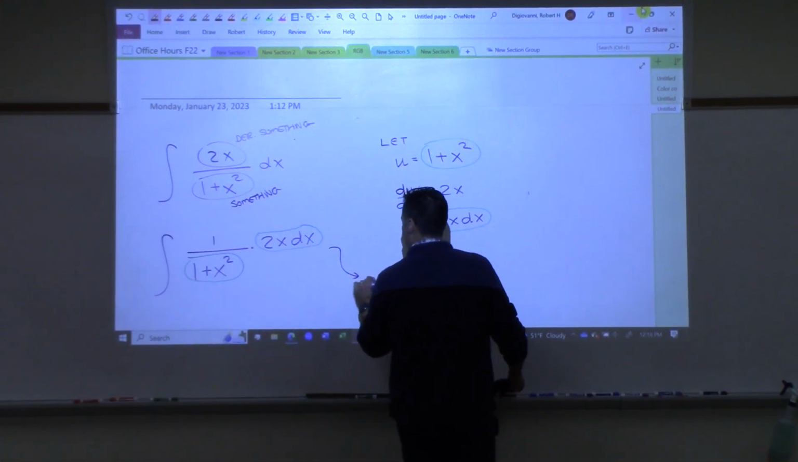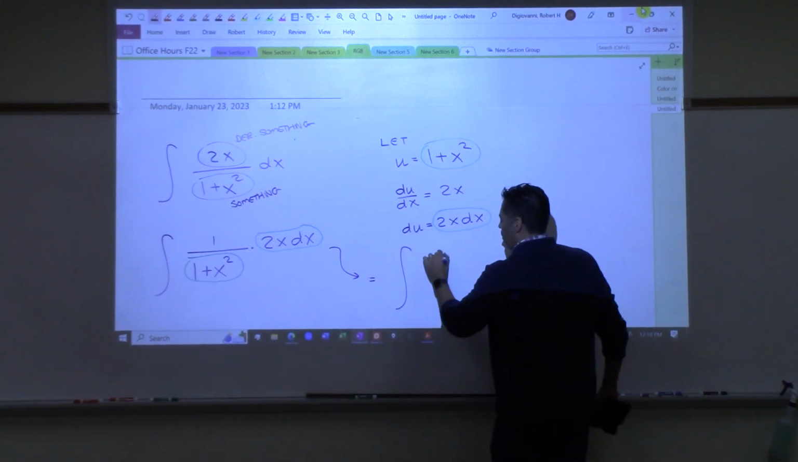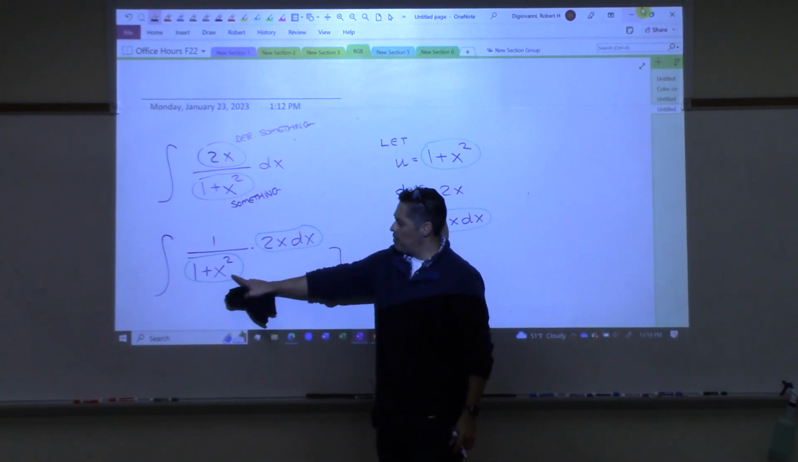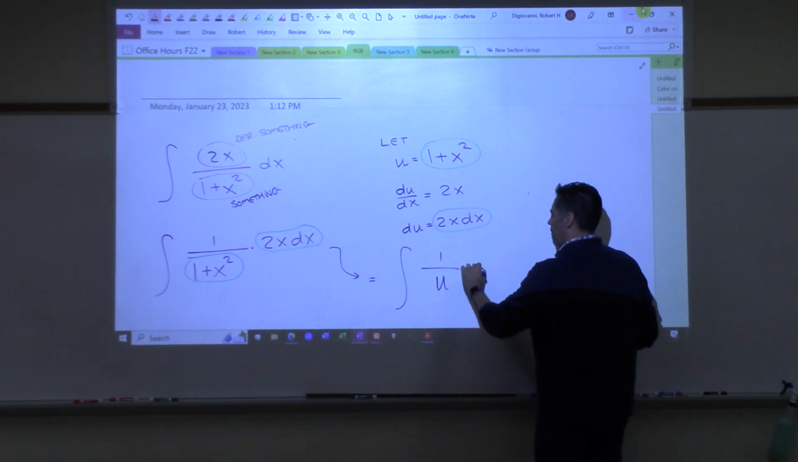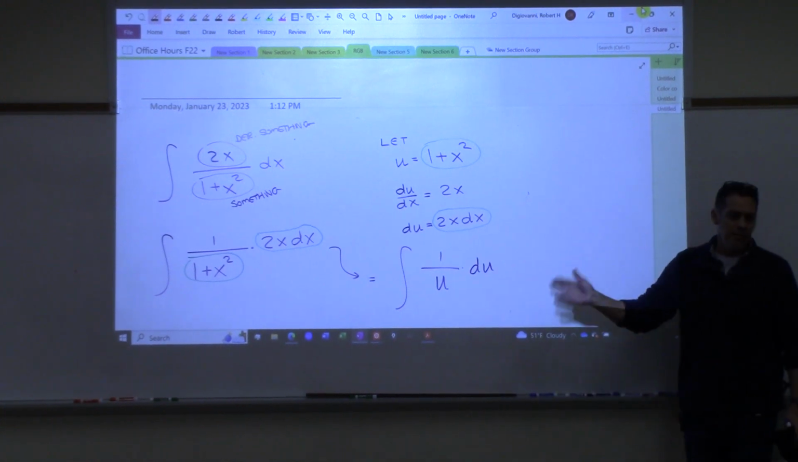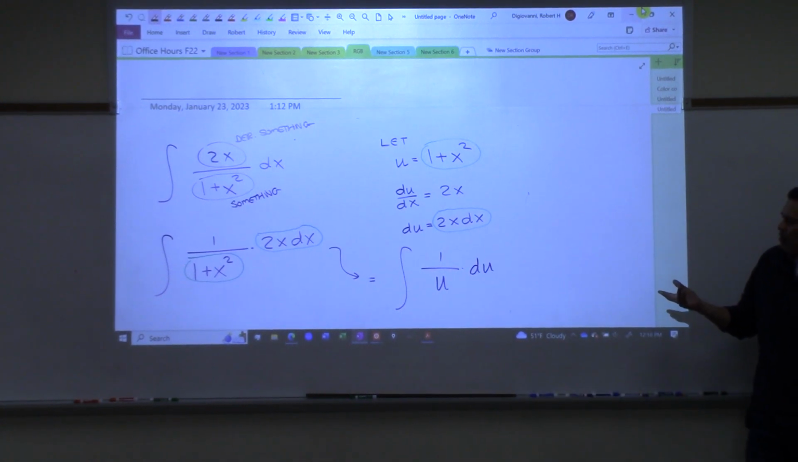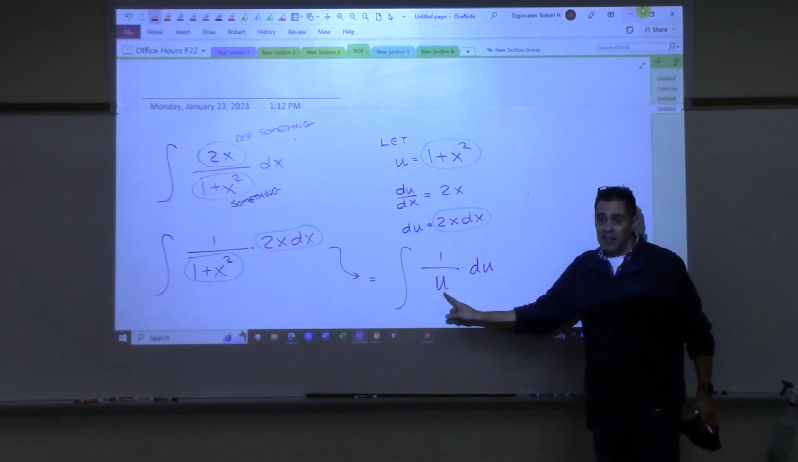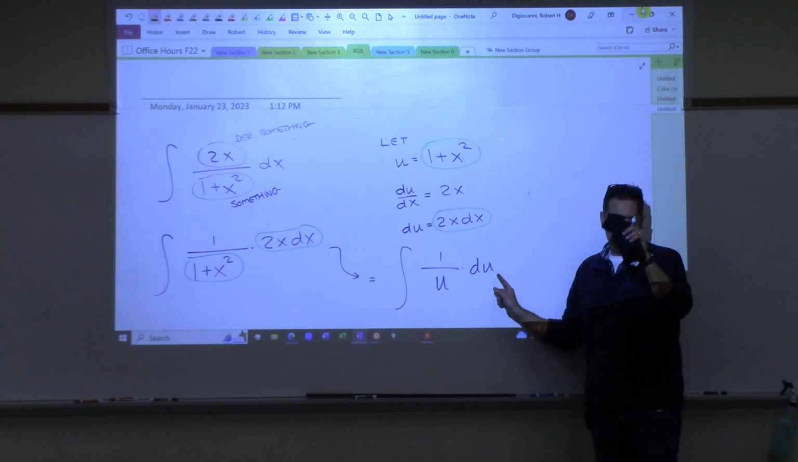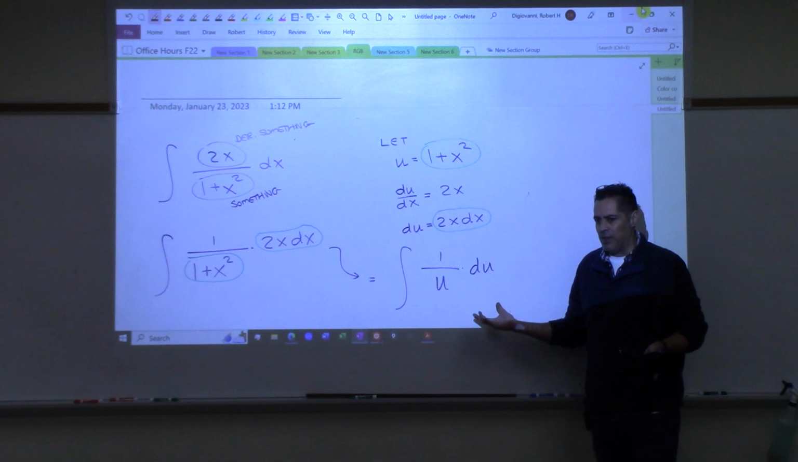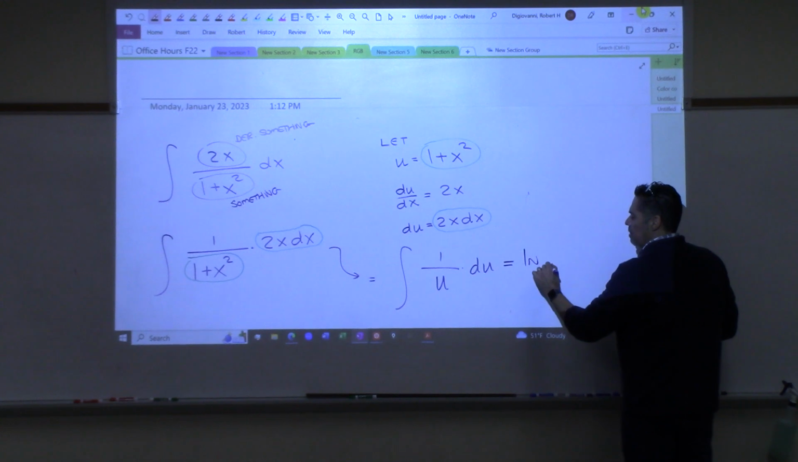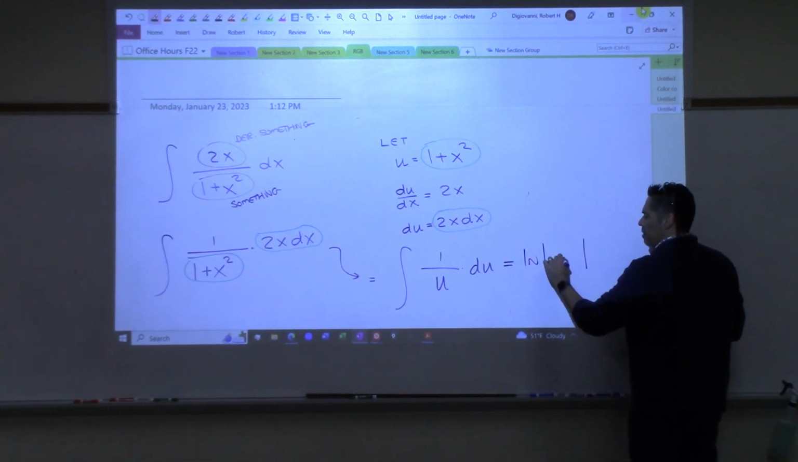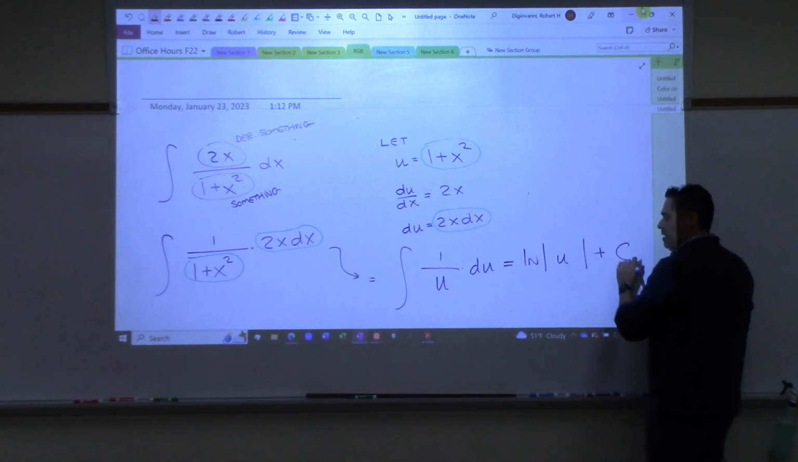So this now becomes the antiderivative of 1 over, well, this is what? u. And then times this is du. And now this should be a simple problem for us because we know what the antiderivative of 1 over x is, right? If x was our variable. What's the antiderivative of 1 over x? Natural log, right? Well, this is the same problem, but we're using u instead of x. So the antiderivative of this would be natural log of absolute value of u plus c, right?